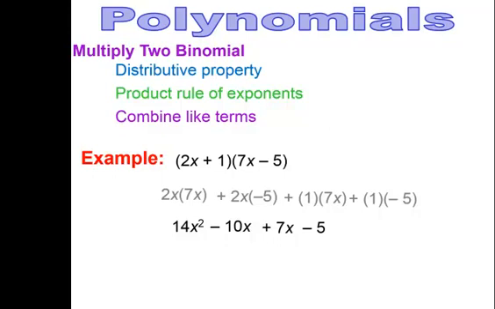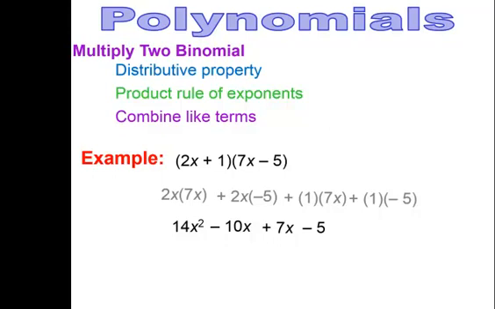Now I always keep the multiplication part in gray because ideally you want to get to the point where you can do the multiplication in your head and simply go directly to what you would get. 2x times 7x would give you 14x squared.